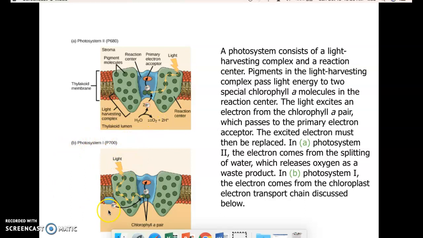Photosystem 1 is still that harvesting system where it's taking in photons. However, what's happening here is a little bit different. In photosystem 2, the electrons are coming from the water molecule up here, but in photosystem 1, the electrons are coming from the electron transport chain, which we'll talk about in a few minutes. So here's the electron transport chain. This is basically going to move it on over. So these are sitting next to each other.